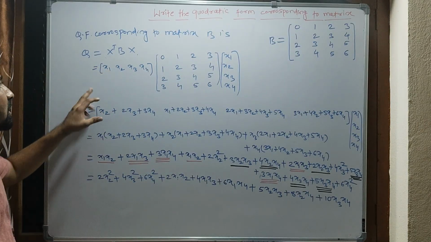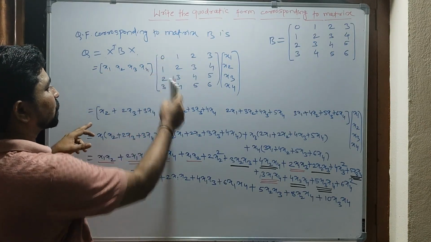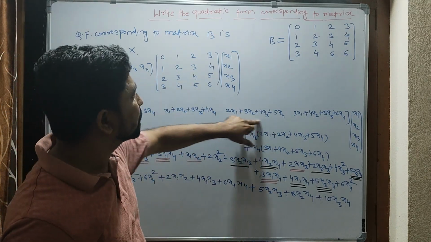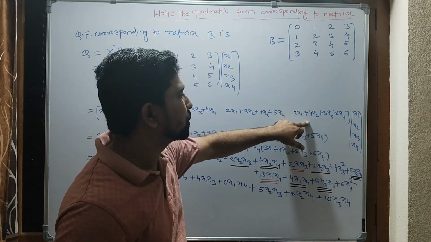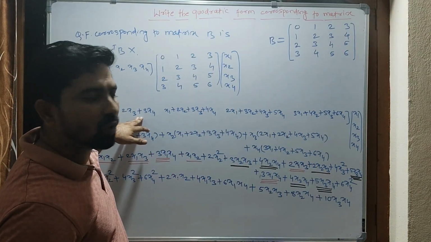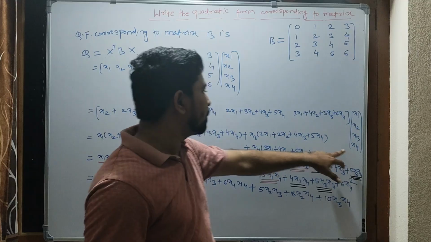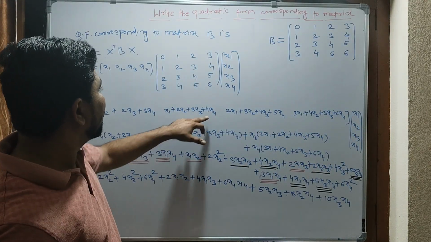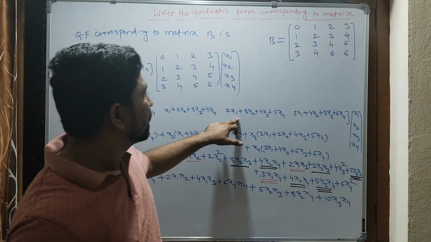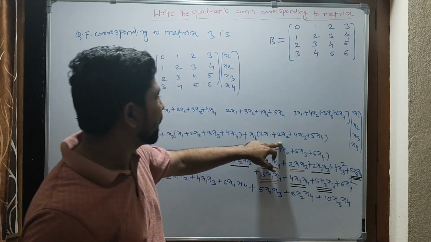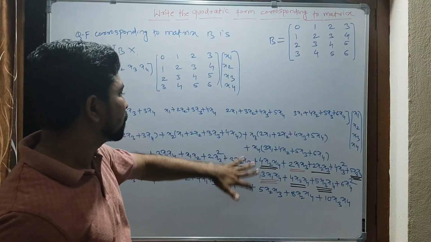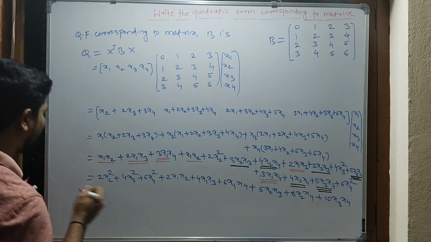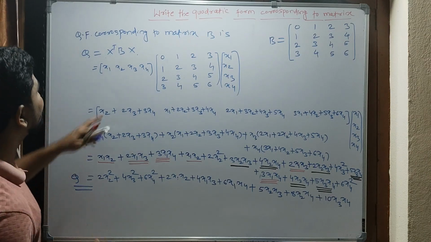Multiply the first row with the first column, the first row with the second column, the first row with the third column, and the first row with the fourth column. So this is a matrix of 1 row and 4 columns, and this is 4 rows and 1 column. Again multiply the first element with the first bracket, second element with the second bracket, third with the third, fourth with the fourth. Simplify this and you will get the quadratic form Q corresponding to this matrix B.